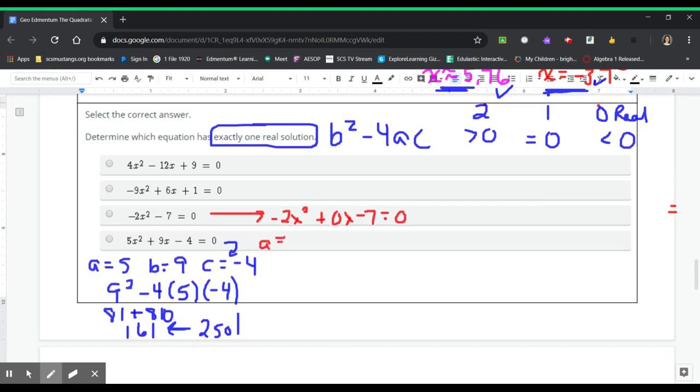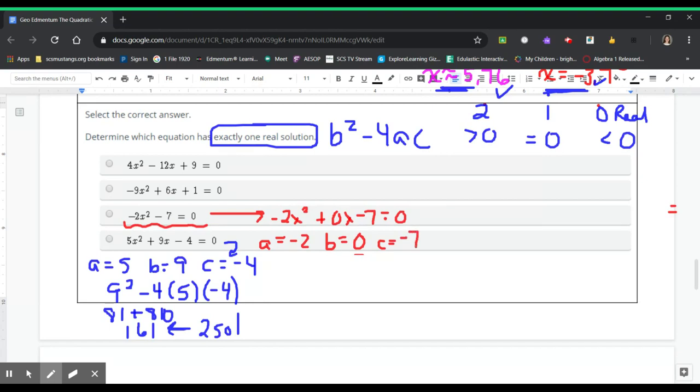So then our a is going to be equal to negative 2. Our b is going to be equal to 0. And you could have just looked at it right here and gone, oh, there's no x value, so that b value has to be 0. Whichever way helps you see it, I'm good with. So c is going to be equal to negative 7.